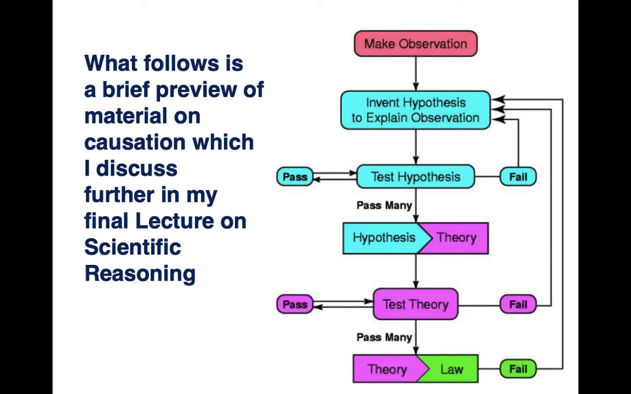And what I want to do here is give you some material that's not per se in the text, but it is material I present to show the relation between the causal reasoning, the concept of causes and effects we see in Chapter 10, and the scientific reasoning we will see next. So this is going to be a brief review of material on causation, which I discuss further in my final lecture on scientific reasoning.